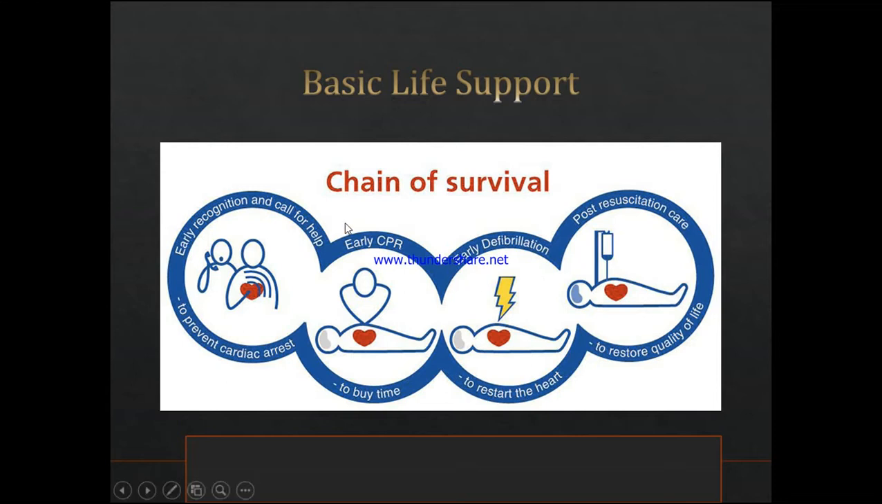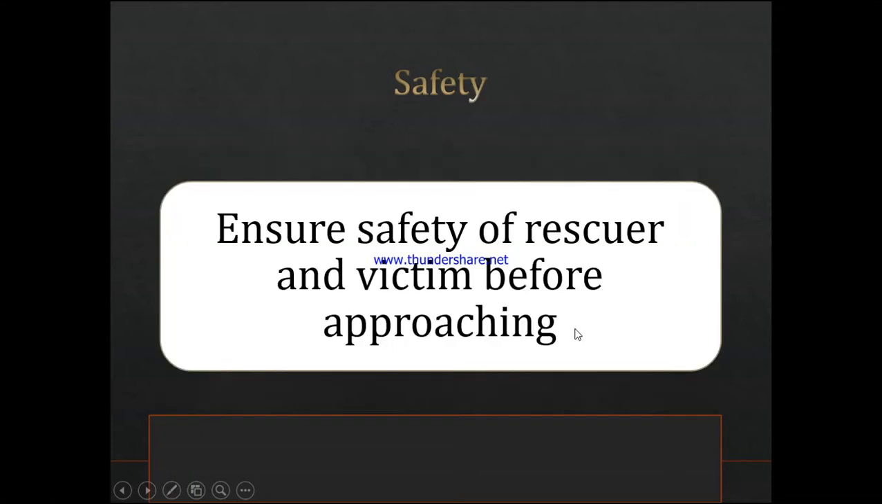And of course, as you remember, 2 to 3 minutes without oxygen and the brain really starts to get lots of neurological damage. So it's really important that these chains of survival are remembered within BLS. So early recognition, early chest compression, early defibrillation equals good resuscitation outcomes.